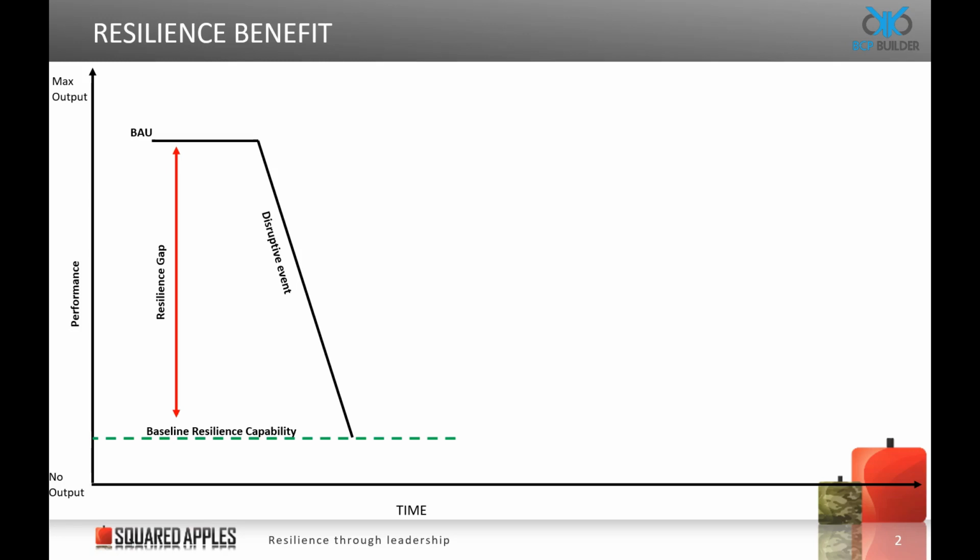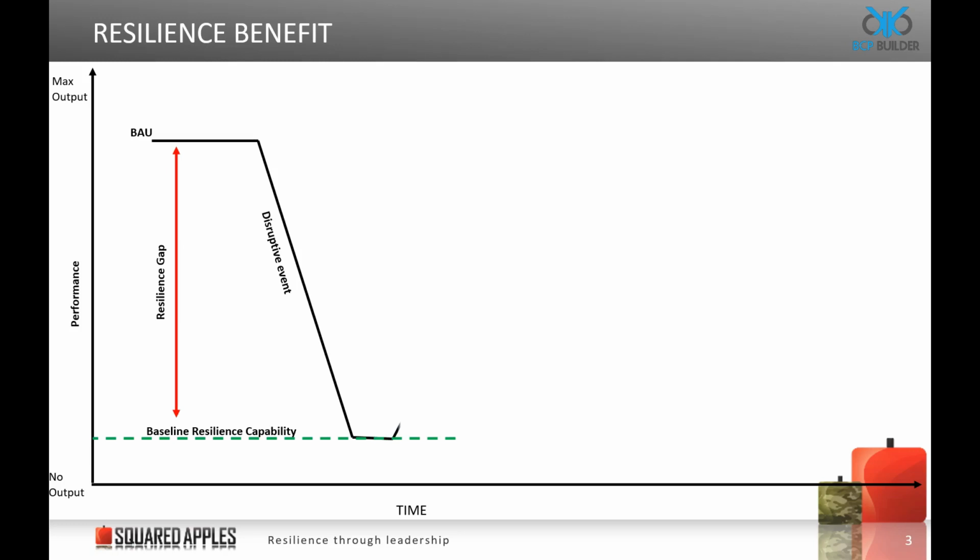The disruptive event which impacts on the organisation takes it from its business as usual level of performance right down to its baseline resilience capability. Now that drop in performance is known as the resilience gap, shown here with that red arrow demonstrating the difference between BAU and the baseline resilience.